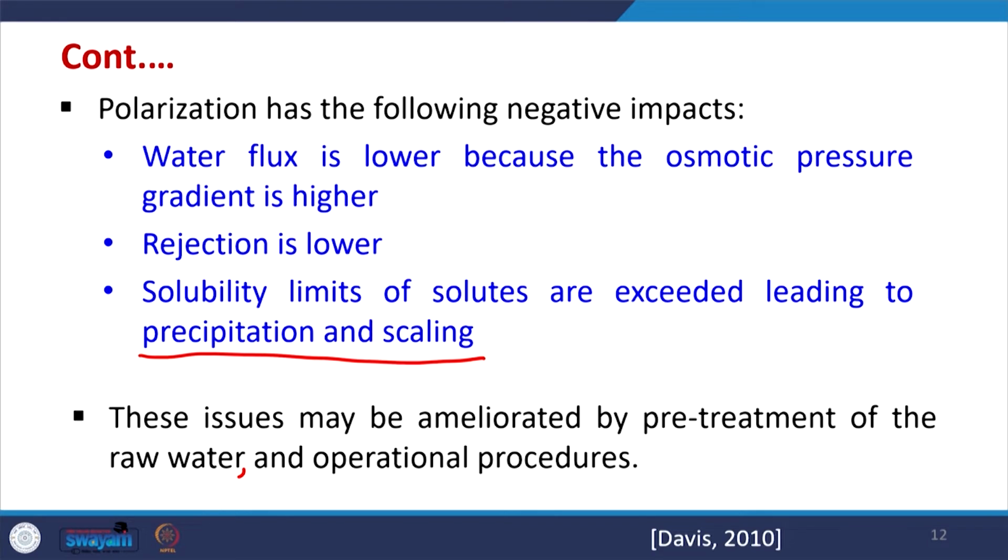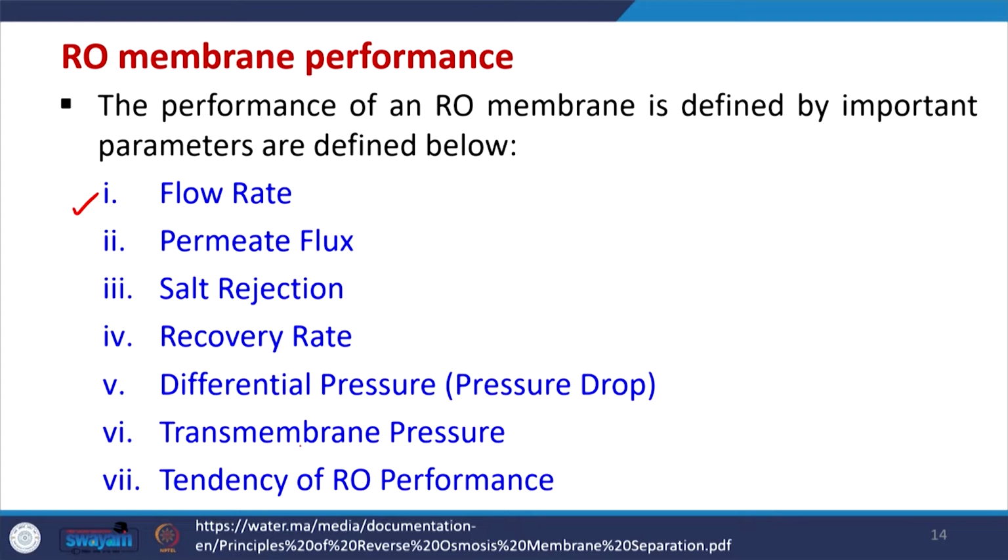Now, we will further understand the factors which affect the RO membrane performance. There are many factors which affect the RO membrane performance, and we will try to analyze each of these effects. The typical parameters which affect the RO membrane performance include the flow rate under which we are operating, the permeate flux that we are getting after the separation, the amount of salt rejection that we are performing, and the recovery rate of water, because this is very important for industry in particular. Then there is the differential pressure, or the pressure drop, under which we are operating our RO.